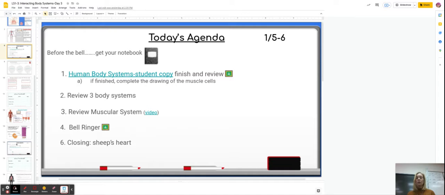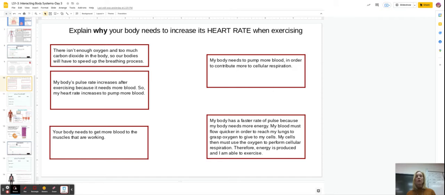Then we went through, and actually, I'm going to switch gears here. We reviewed one of the questions from that assignment. Students were to measure their pulse rate before exercise and come up with an average. And then they did a minute of exercise and measured their pulse again afterwards. And everybody noticed that their heart rate, their pulse, increased. I'd like to review with you some of the responses to the following question. The question said, explain why your body needs to increase heart rate when exercising. And you can see some student sample responses.